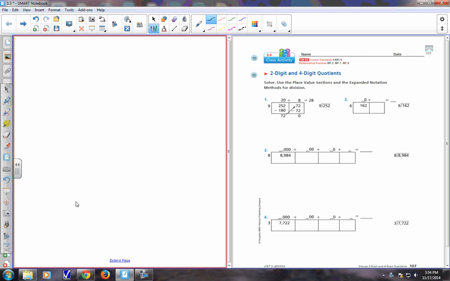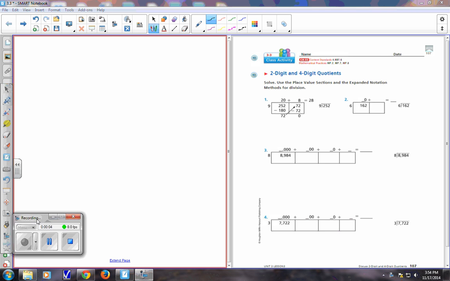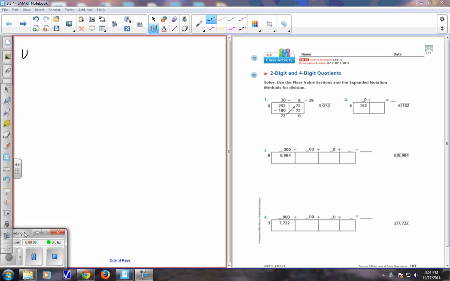Okay, so we're going to do Unit 3, Lesson 3 today, and we're going to be talking about more division. Today we're doing 2-digit quotients, or answers, and 4-digit quotients. This first video is just going to be on 2-digit quotients.